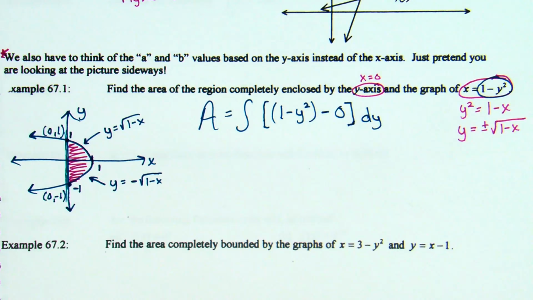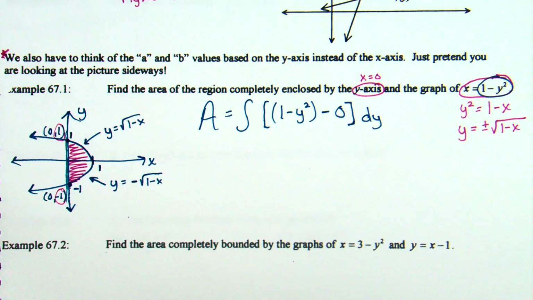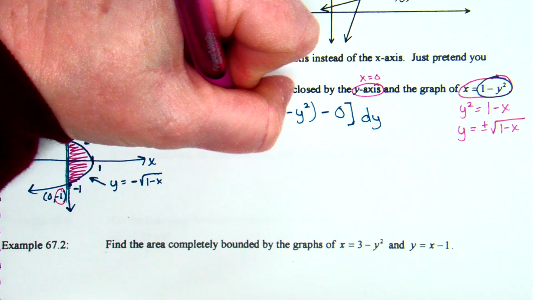And what are my boundaries? Because we're working in terms of y, we have to have y values. And where do these two graphs intersect? So where does your parabola intersect your y-axis? And that is at 1 and negative 1. And remember that 1 and negative 1 are y values. Everything is in terms of y.